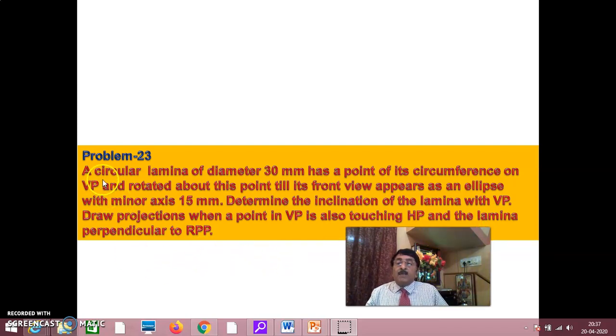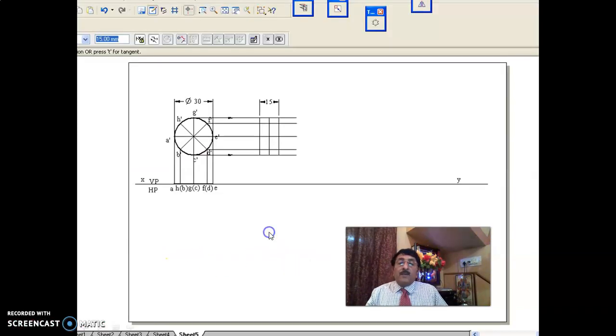But you see here, the problem is a circular lamina of diameter 30 that has a point of its circumference on VP. When a point of its circumference is on VP, you have to start from the front view. Had it been on HP, I would have started from the top view. That is why it is classified under front view starting. Now you see here, you start from the front view.